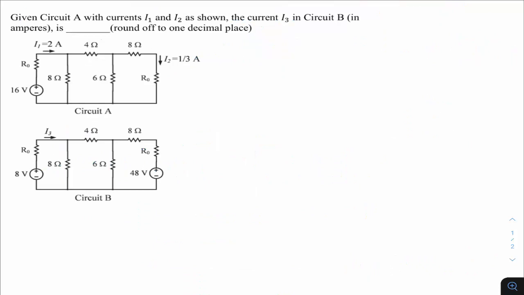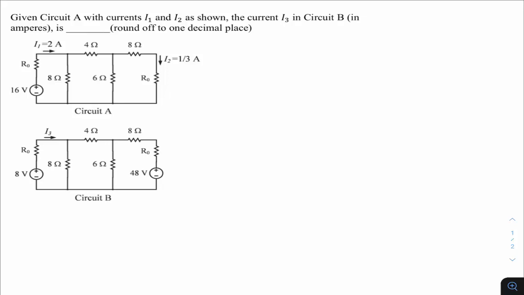This is from the network subject and from the theorem topic. The given question is: given circuit A with currents I1, I2 as shown, the current I3 in circuit B is dash. Okay, such kinds of questions we have seen multiple times with respect to reciprocity theorems, where a circuit will be given initially, then some modification will be done to that circuit and we will be asked to find some response in that modified circuit.